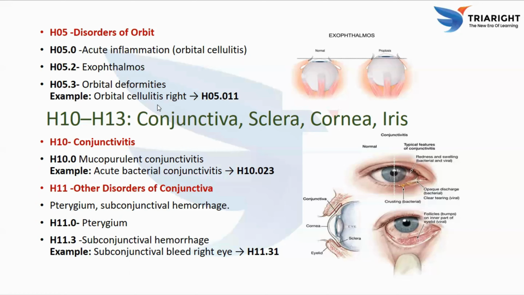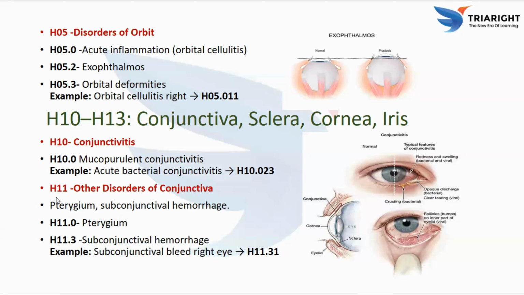Structural abnormalities of the orbit such as congenital deformities, trauma related, or maybe post-surgical orbital changes. So these are used whenever the changes alter the shape or function of the orbit. So this is about the H00 to H05 category code description. Next, coming to category codes H10 to H13, which include the diseases affecting the front surface structures of the eye, namely the conjunctiva, sclera, cornea and iris.